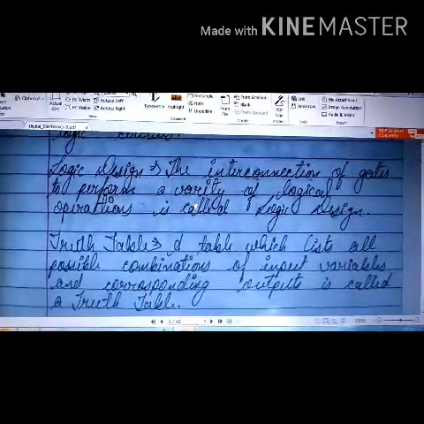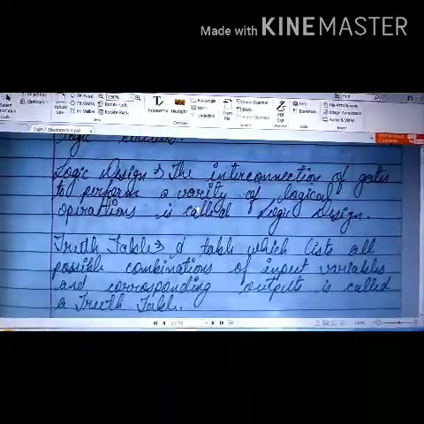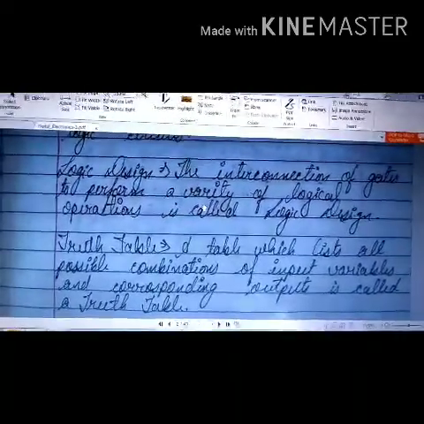Truth table: it is a table which lists all the possible combinations of input variables and corresponding outputs, and it is called a truth table.